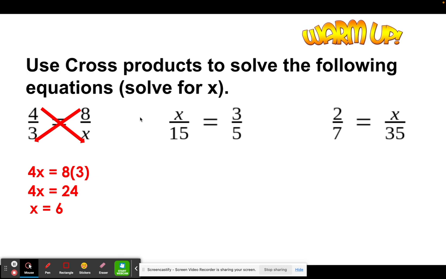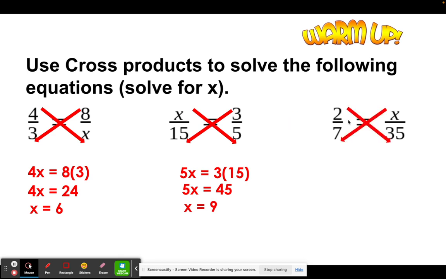Let's look at another example of cross products. 3 times 15 and 5 times x. So 5x equals 3 times 15. 5x equals 45, which means x is 9. One last example. 2 times 35 and 7 times x. So 70 equals 7x, where x would be 10.